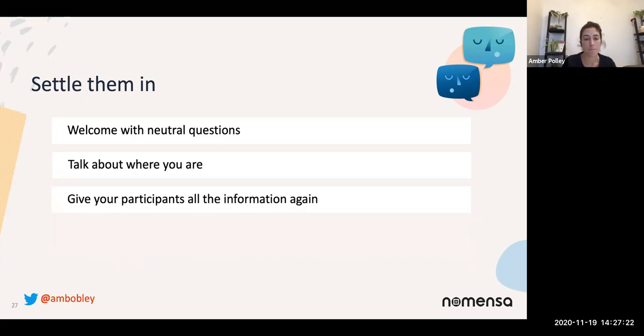And also, if you didn't recruit these people yourself, or you've been talking through email or phone, you never really know how much of the information about the research your participants will have taken in or already know. So it's always a really good idea to talk about the research and give all the information again.